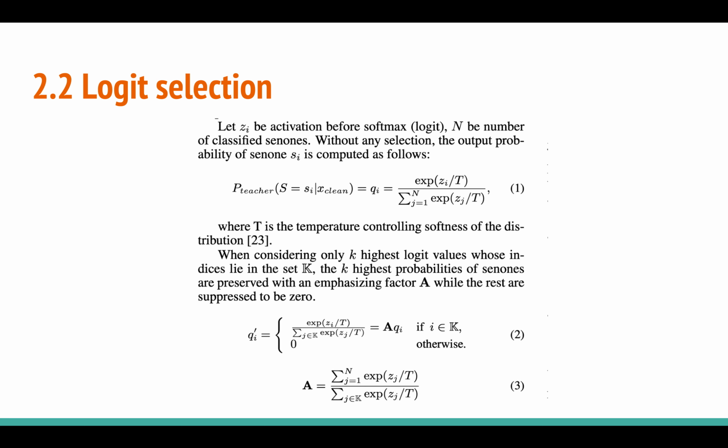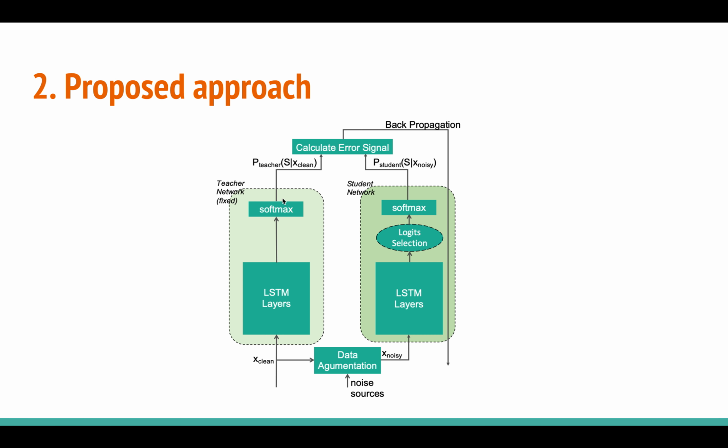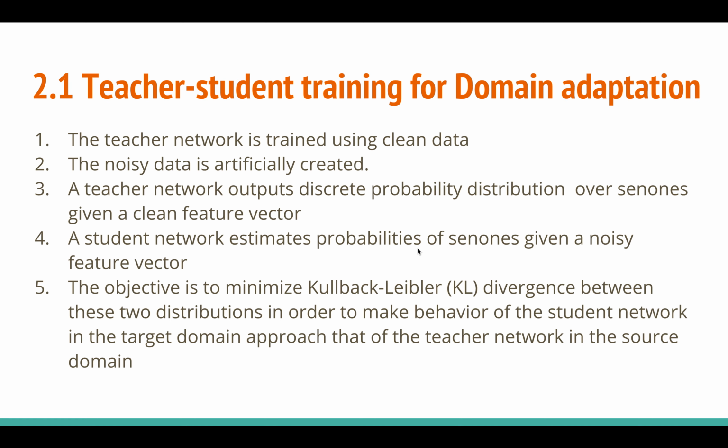Then they introduce one more technique, which is called logit selection. Basically this is also a very well known thing in transfer learning or in teacher-student learning. Logit selection says you want to keep only the logits, or only the hidden values, which have the highest probabilities. So let's say here we are getting a softmax probability after this LSTM layer.